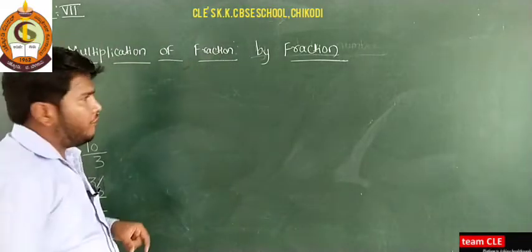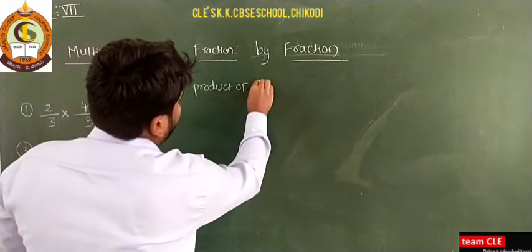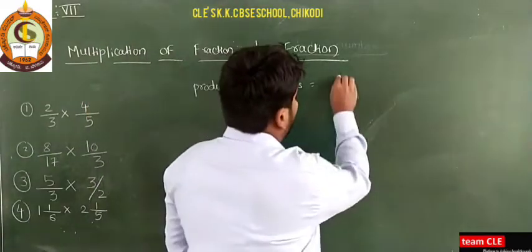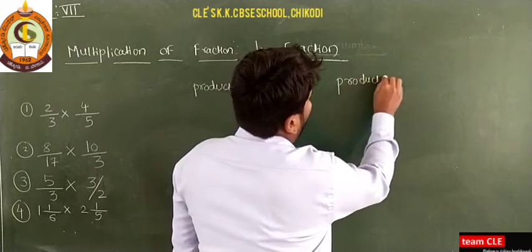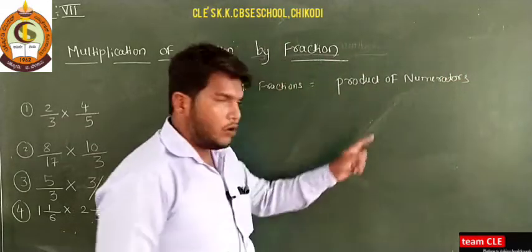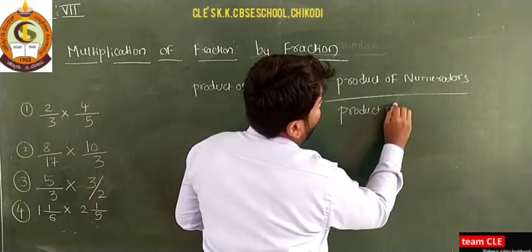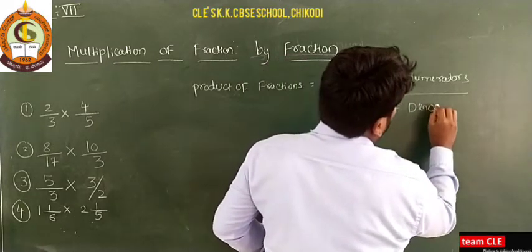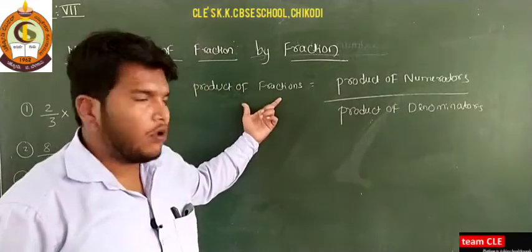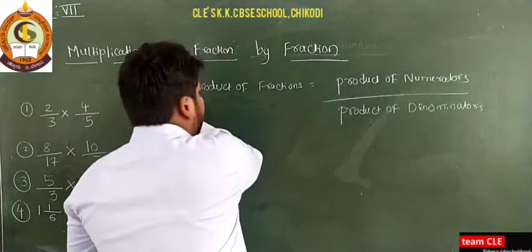Before going to multiplication of fractions, take this formula: the product of fractions is equal to the product of numerators divided by the product of denominators. This is a very important formula.